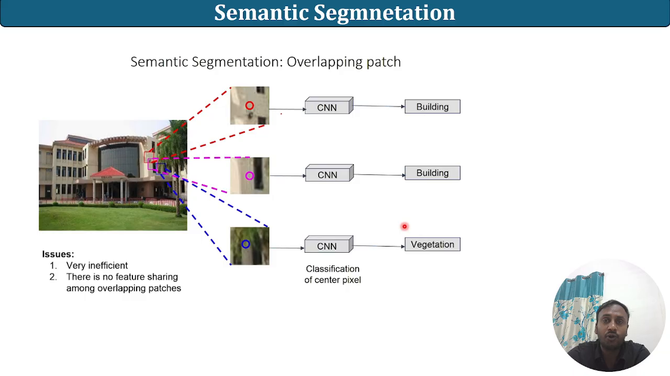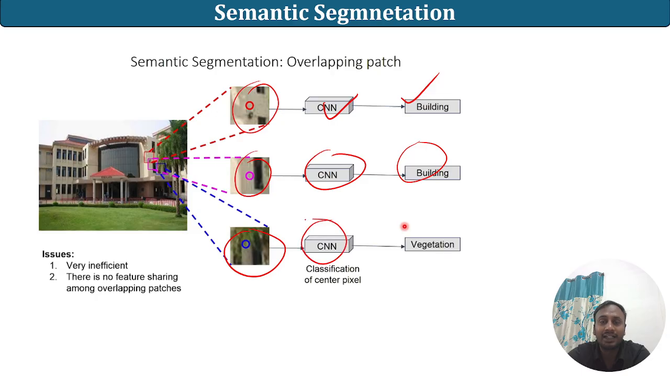Now just see how it will look. If we overlay patches, we take one object and run the CNN, and it says building. Again, we take one segment, CNN says building. Again take one more scene, and it says vegetation. But it will not make sense.